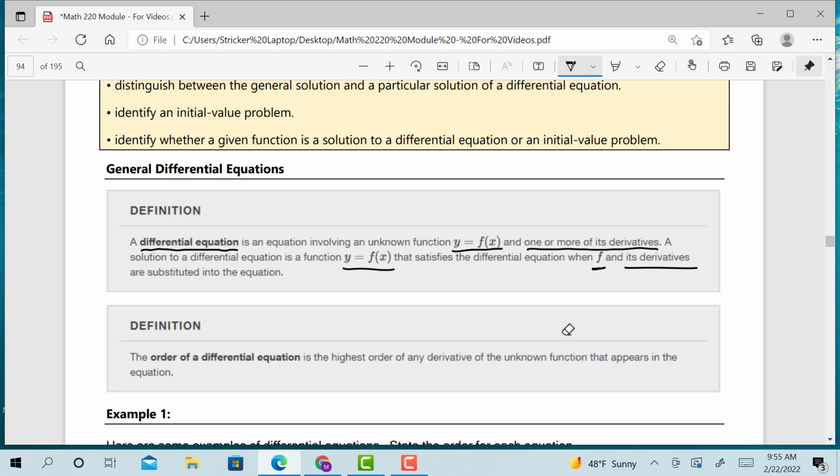The other definition is the order of a differential equation. So the order is the highest order of any derivative of the unknown function that appears in this equation. So if the highest derivative is a first derivative, then it's order 1. If it's a second derivative, then the order is 2.